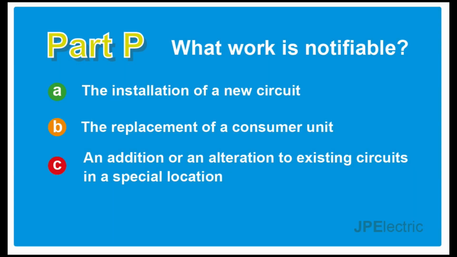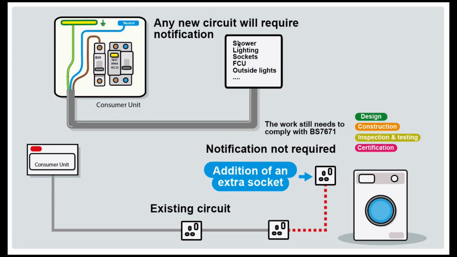So under Part P, what work is notifiable? Well, it's the installation of a new circuit, the replacement of a consumer unit, or an addition or alteration to existing circuits in a special location. So any new circuit from the consumer unit to whatever it may be, shower, lighting, socket, an FCU, outside lights, anything that uses current, any new circuit that goes back to the consumer unit, that needs to be notified. If it's an addition to an existing circuit, it doesn't need notifying.